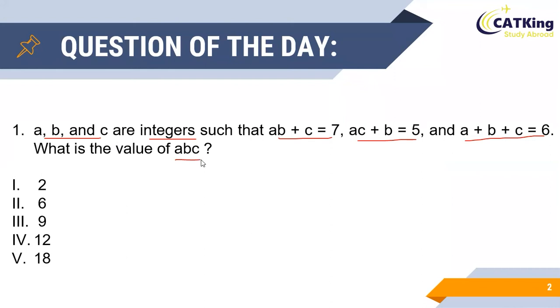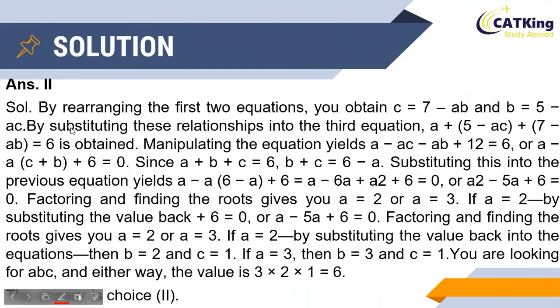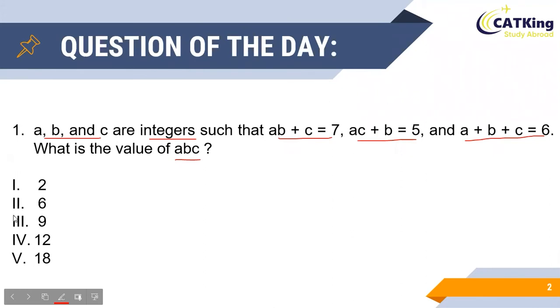Before we move on, I would request all of you to pause this video and try to solve this question on your own. In case you couldn't do it, do not lose hope since I am here to help you out. Before we move on to the detailed solution, let us take a quick glance at the correct answer. As you can see, the correct answer is option 2. That is abc is equal to 6. Now let us see how we arrived at this particular answer.